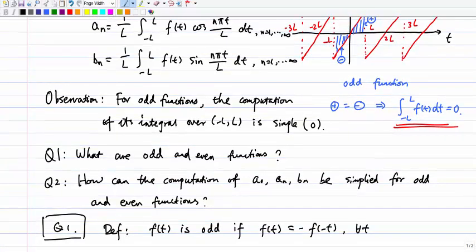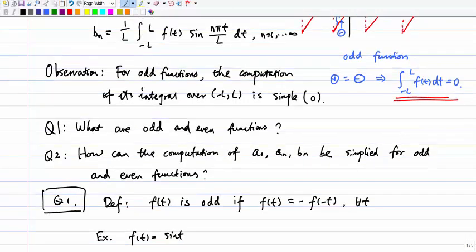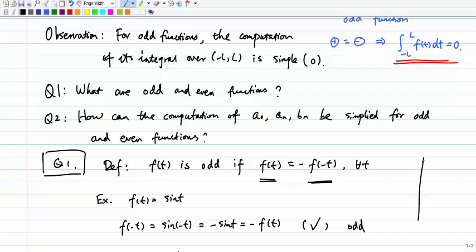Now if we start with the first question, what are even and odd functions? This is the definition of an odd function. The function f(t) is an odd function if f(t) is equal to the negative of f(negative t). If I draw a picture to show what's going to happen: for example, you have f(t) at some point, let's say the value is 5 when t is 1. Now when you change t to negative 1, the value will be negative 5. That's what it means to be an odd function.